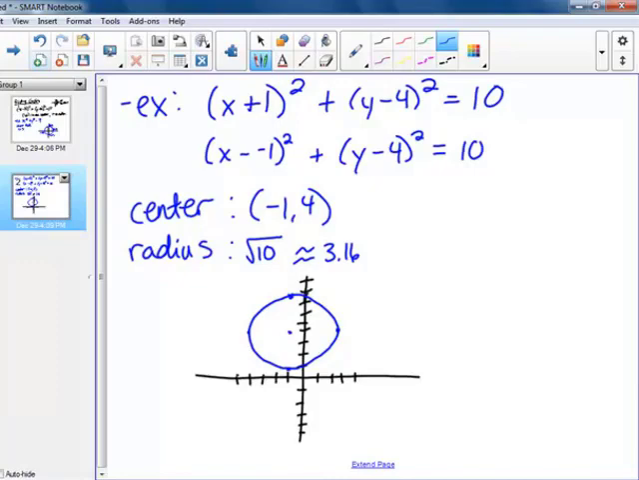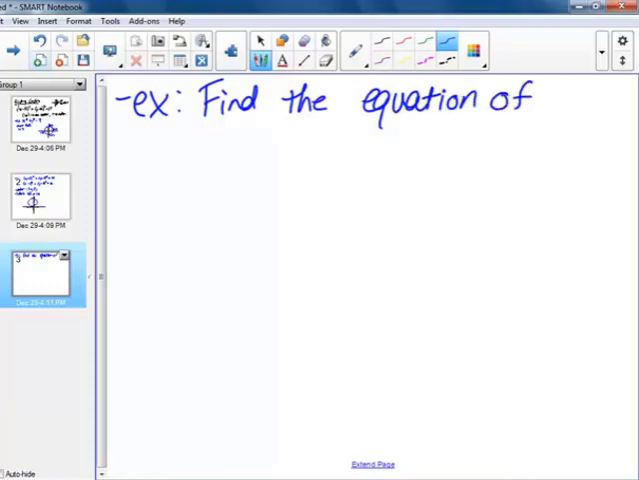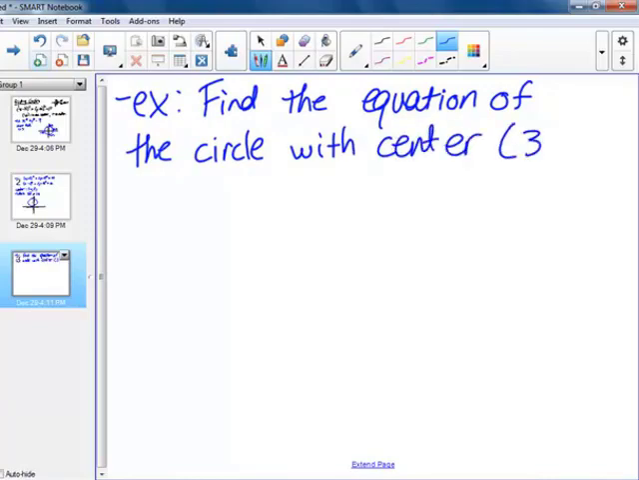Okay, one other type of question you might be asked to do with circles is something like, let's say you're asked to find the equation of the circle with the center of (3, 0) and radius 7.